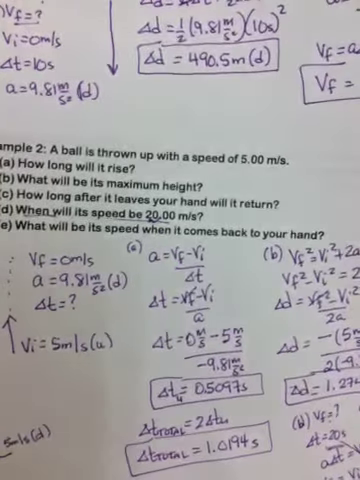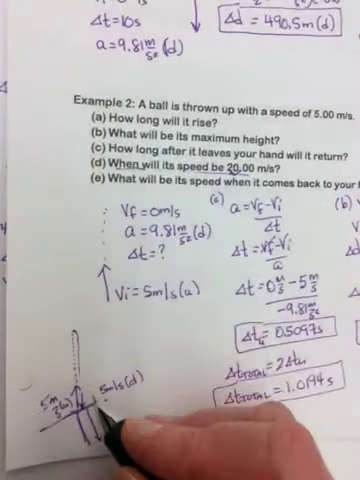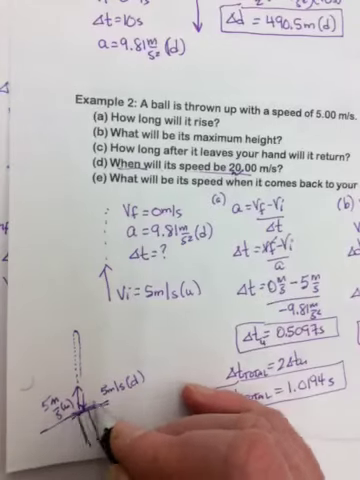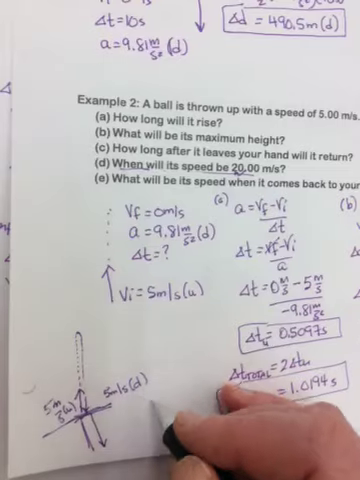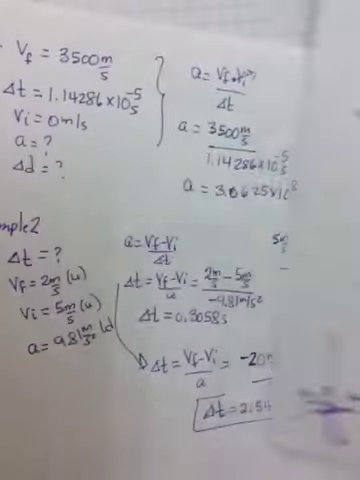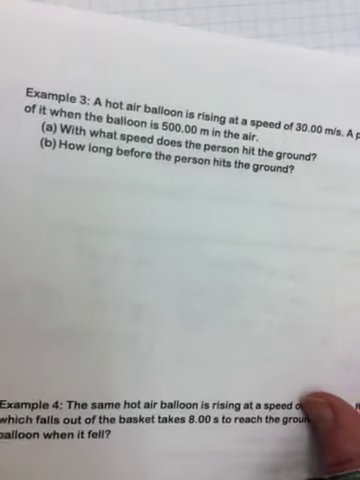What will its speed be when it goes back to your hand? Exactly what it was when you threw it. So if you threw it up at 5 meters per second, it will come back to your hand at 5 meters per second, just downward, because our world is symmetrical.